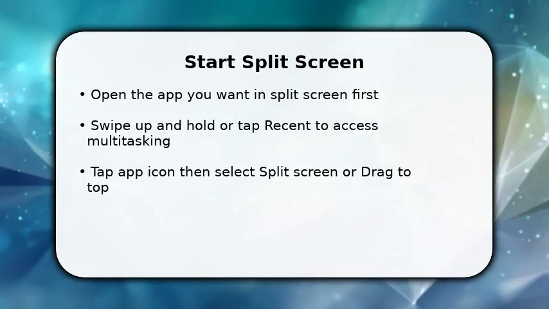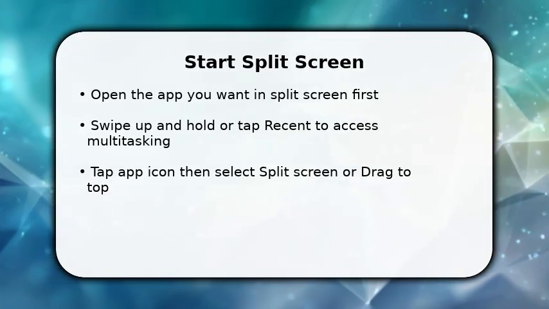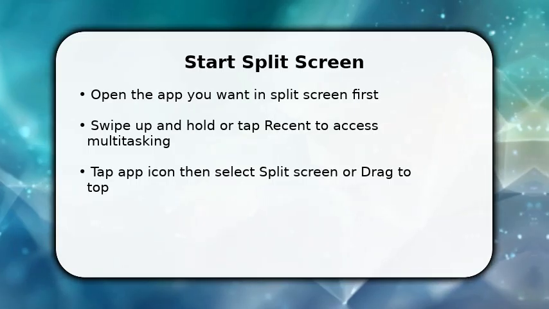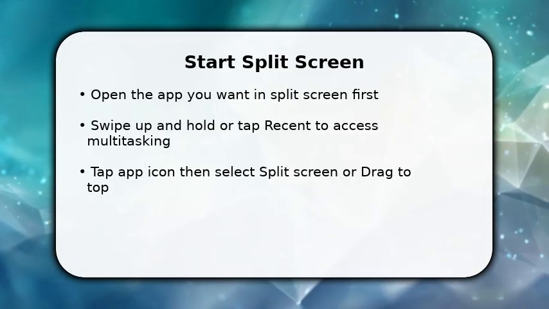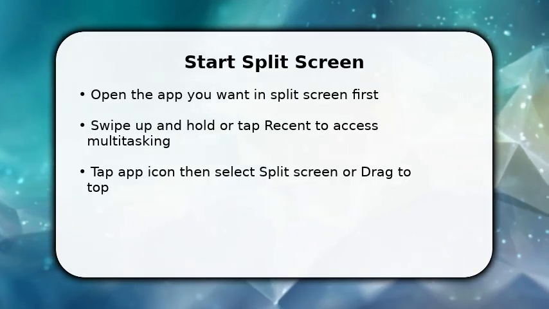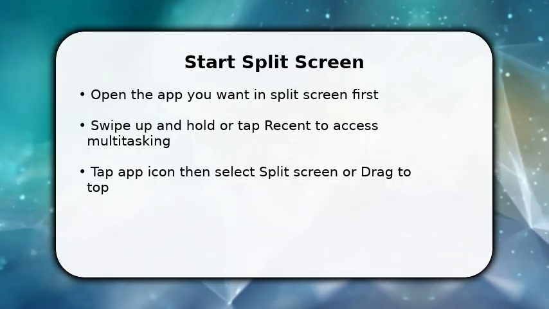You begin by opening the primary app you want visible. This reduces context switching. Once the app is active, swipe up and hold or tap Recent to bring up multitasking. Make sure to tap the app icon at the top of its card and choose Split Screen or drag the app to the top of the screen. This pins it in place.